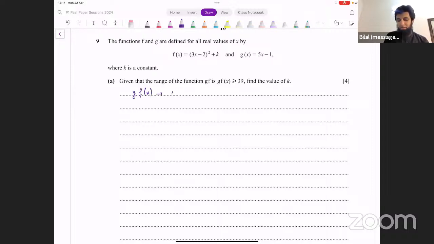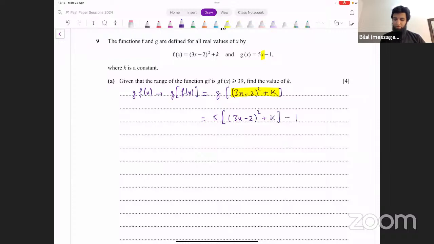Gf of x. What would it look like? G of f of x. That means inside g, we've got to input f. So it becomes g of (3x minus 2) whole squared plus k. Okay. And now inside this function, wherever you've got x, you've got to replace that with this whole thing. What do we get from this? 5 into (3x minus 2) whole squared plus k, minus 1. This is what we get. This is the function gf of x.